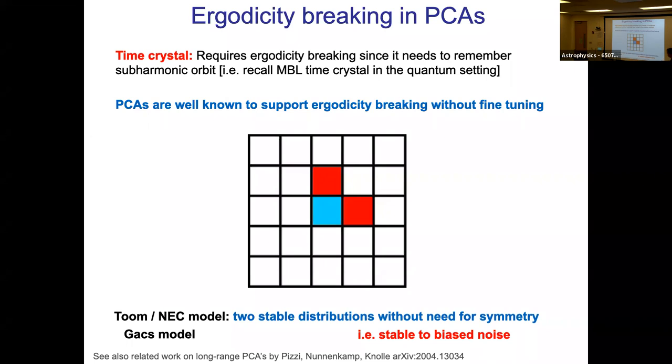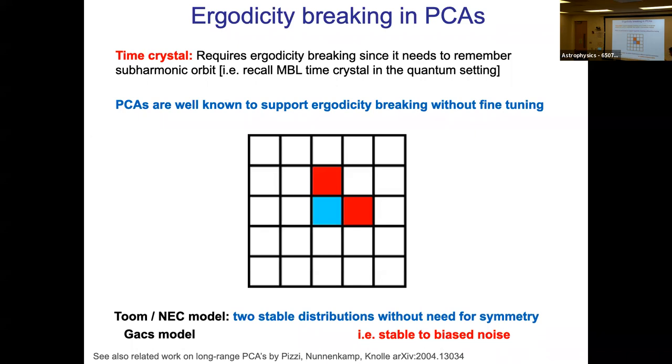So what exactly do we mean when we say that PCAs are well-known for ergodicity breaking? Let's analyze the Toom model a little bit. Let me tell you what it is. The Toom model is very simple. Cellular automata can be in two states, red or blue. The rule that governs the update of the cellular automata at the center cell is governed by something called the NEC rule, the northeast center rule. It is a majority vote of the cell to the north and the east, as well as this cell, and that tells me how I update. And it's well known and proven by Andrei Toom that there, in fact, are two stable distributions of the cellular automata, all blue and all red.